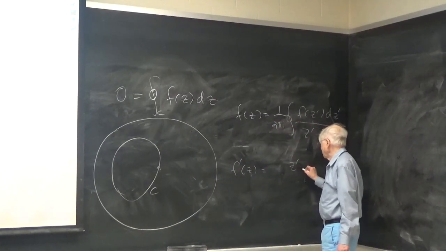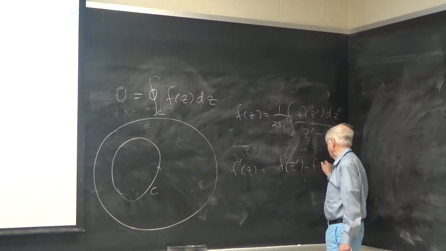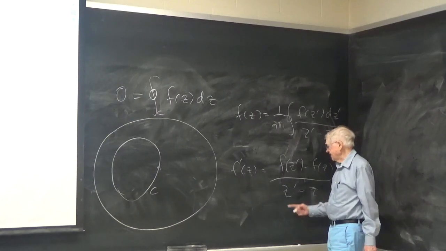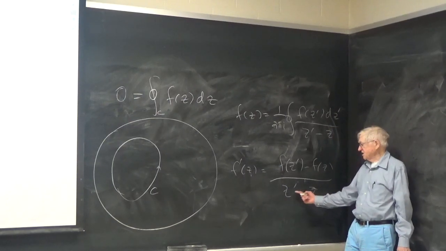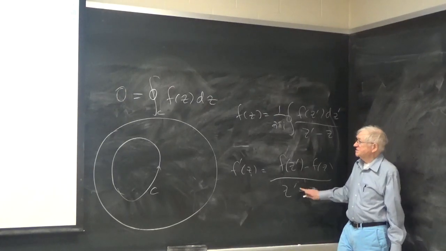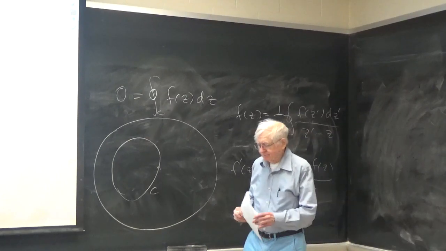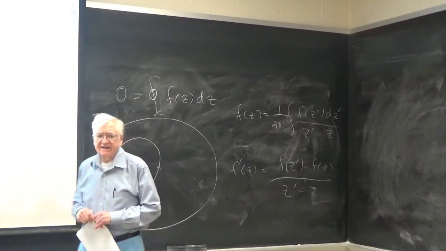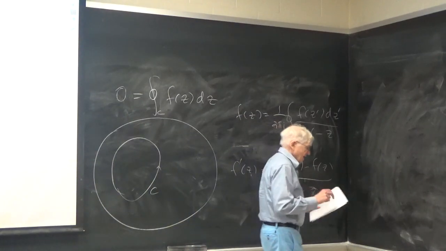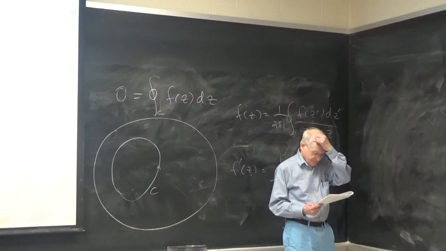limit, f of z prime minus f of z over z prime minus z, and this limit must exist at z no matter how z prime approaches z. And this then implies this. There's a technique that's often used in complex variable theory, and it's something that I call a ghost contour.